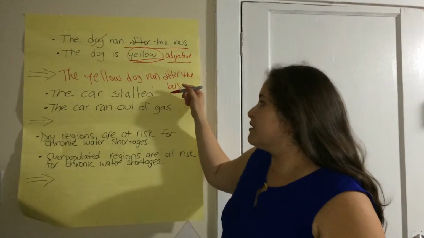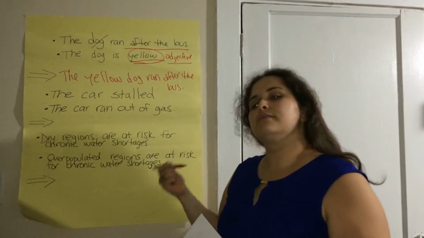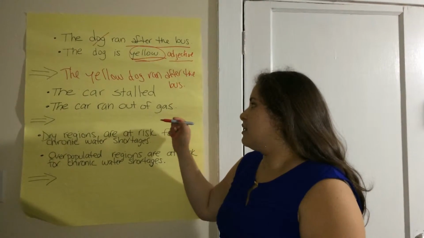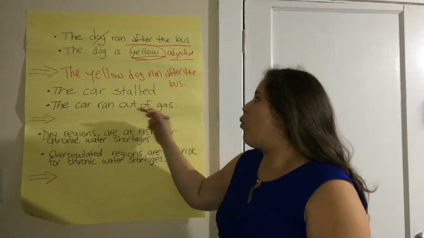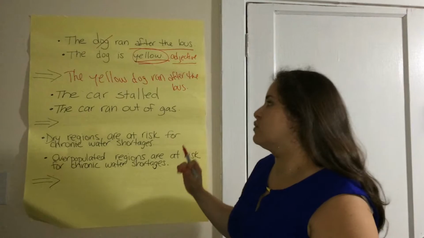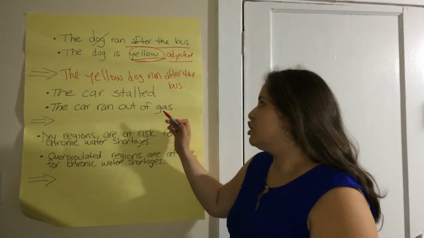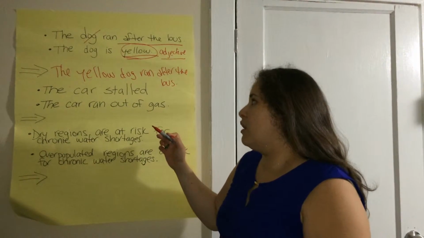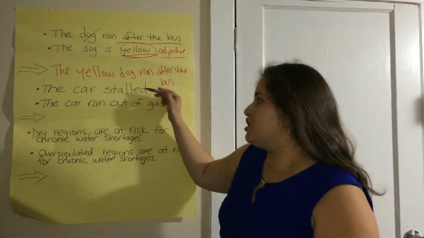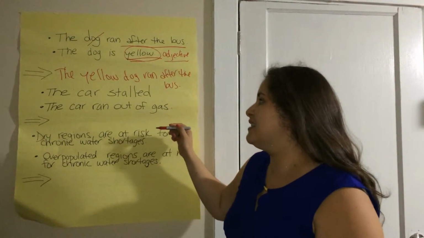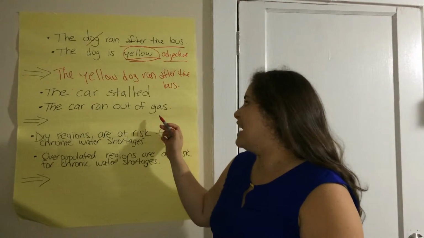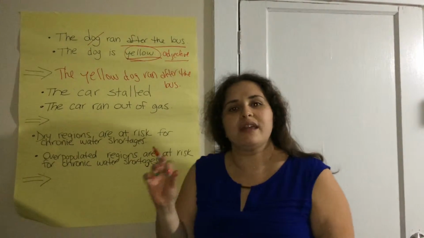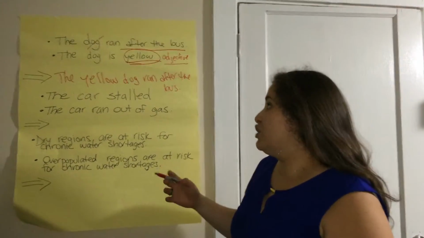Now we have this one. The car stalled, the car ran out of gas. So if the car stalled and the car ran out of gas, what could be the combination word that we can use? What can be the conjunction here, right? The car stalled, that's what happens, and then it ran out of gas. If we think about the relationship between these two clauses, we can say that the car ran out of gas, and that's the reason why the car stalled. The word that we use for reason or for an explanation is because.